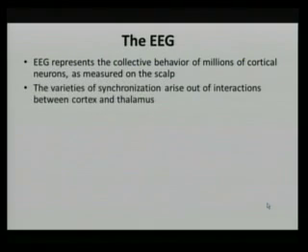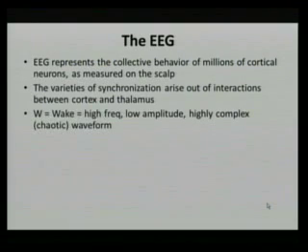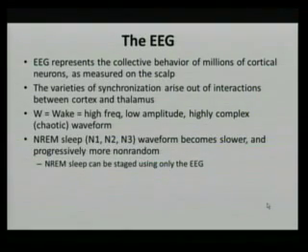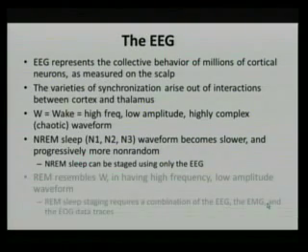So the EEG, remember, is a collective interpretation of the behavior of millions of cortical neurons as measured at the scalp, and the varieties of synchronization arise out of interactions between the cortex and the thalamus. What we see during wakefulness is typically a high frequency, low amplitude, very complex and chaotic waveform. During non-REM sleep, the waveform becomes slower and progressively more non-random. It gets to be more predictable. So non-REM sleep we can stage just looking at the EEG.